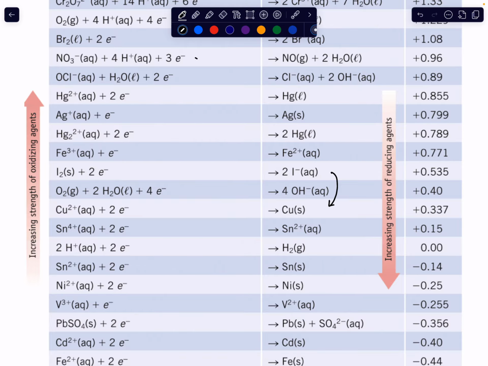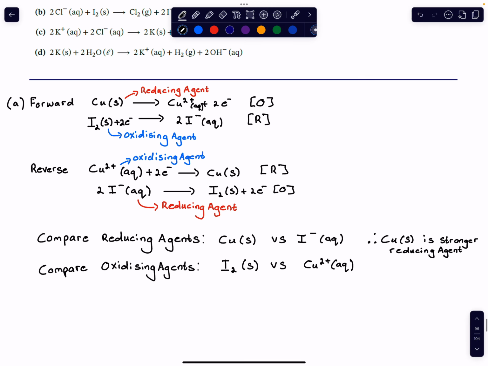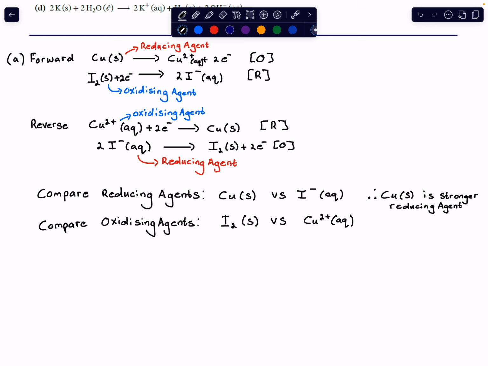That's making it a better reducing agent. A reducing agent, remember, is something that wants to be oxidized. So copper solid preferentially wants to be oxidized more so than I minus, and that's what we just saw on the table. Our next question is to compare the oxidizing agents. In other words, these are things that want to be reduced. So the question is, does I2 want to be reduced or does copper 2 plus want to be reduced?